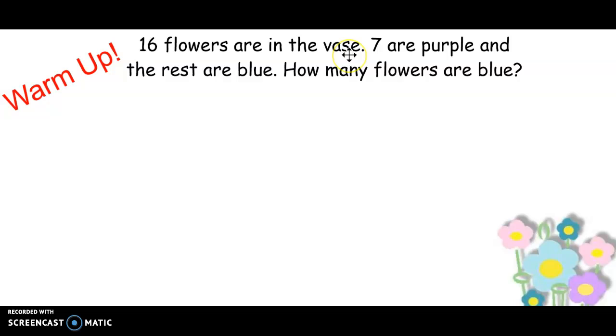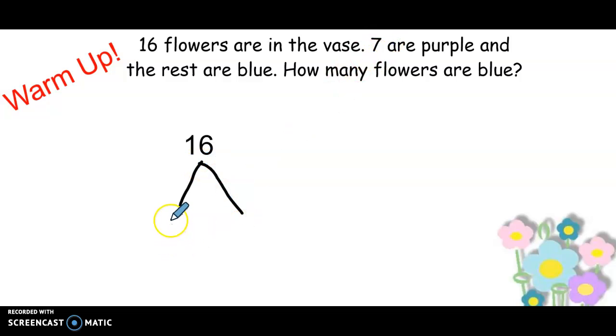16 flowers are in a vase. Does 16 sound like a total or the partner? 7 are purple and the rest are blue. Does that sound like a total or the partner? And the other thing we're looking for is how many flowers are blue. Okay, so if we're going to set this up, we could have 16, and that is our total, so that's going to go at the top.